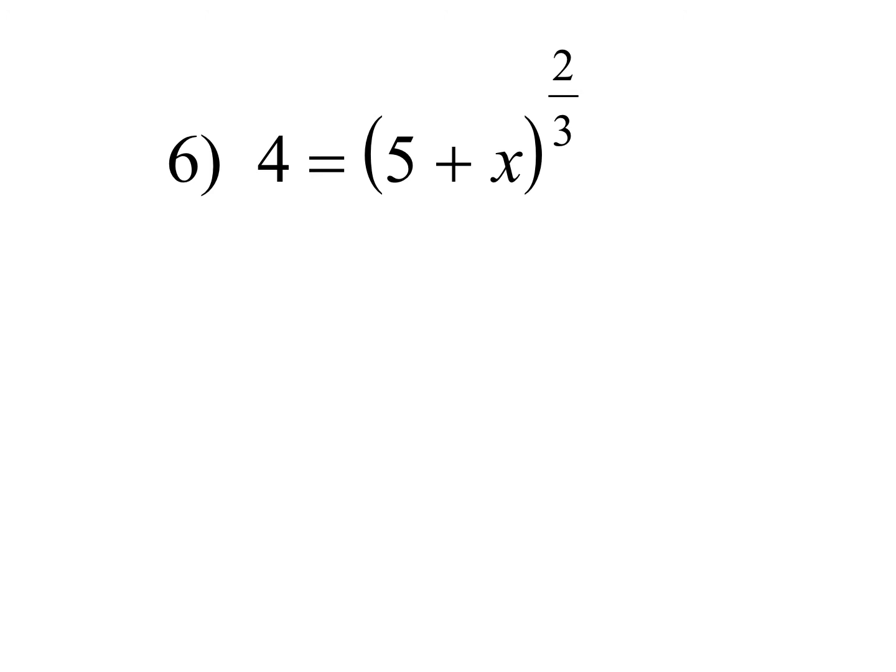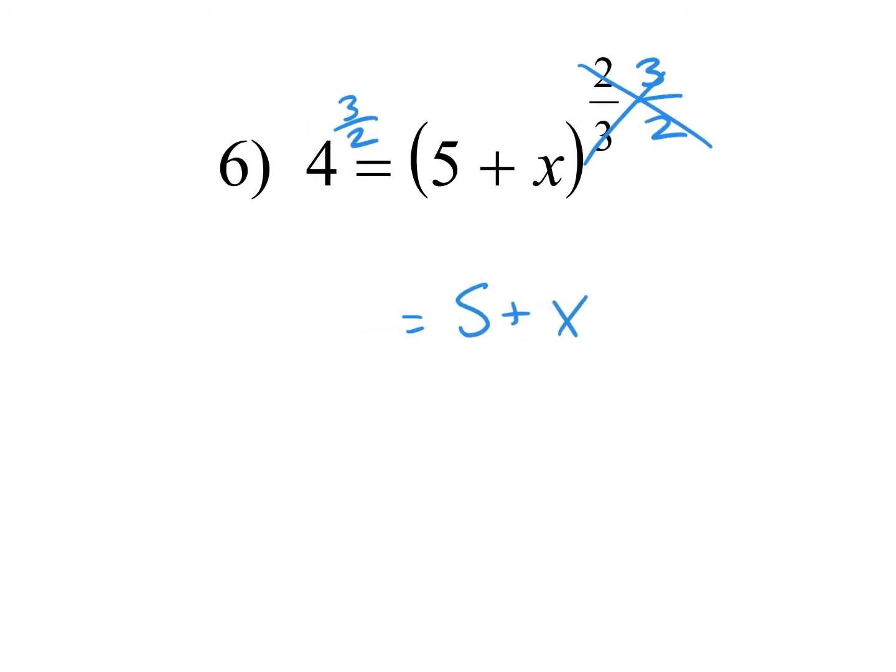What's the reciprocal of 2 over 3? 3 over 2. So we have to do 3 over 2 on both sides. So on the right side of our equation, what happens? Cancels, so we have 5 plus x.